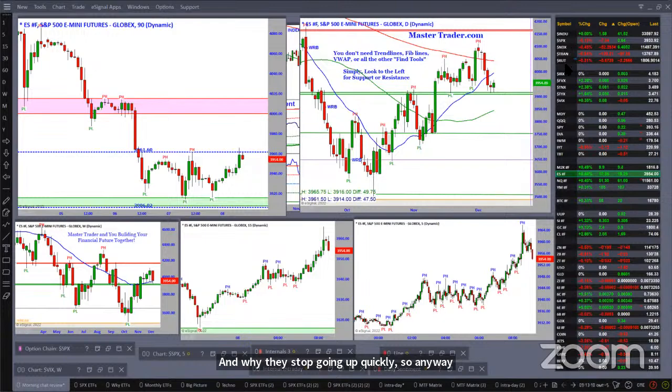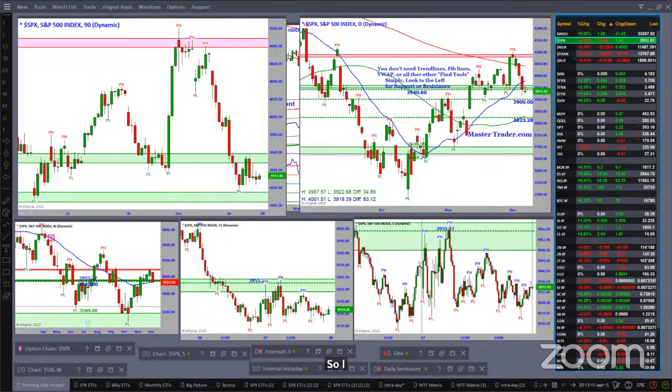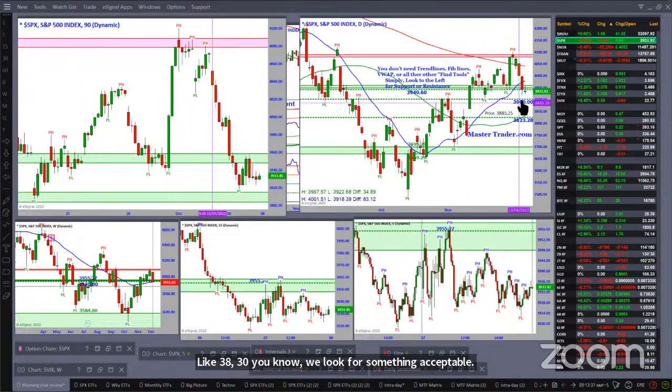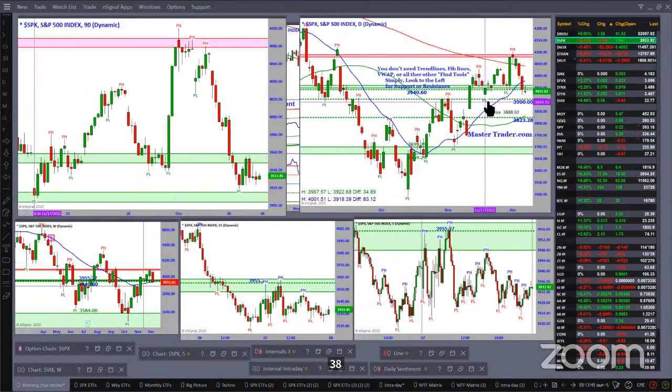so I noticed, if you looked at the premiums in SPX, things are getting tighter. And here I had 38. Let me see if they changed. Like 38.30, we look for something acceptable, right? And then look at the chart. And so 38.30, right? I'm saying 38.80, 38.80. I'm saying 38.80. It was down below 3,900, which is good.